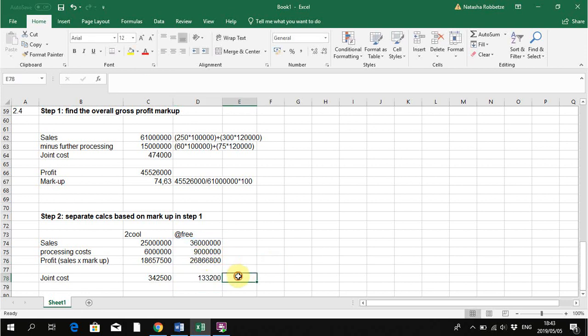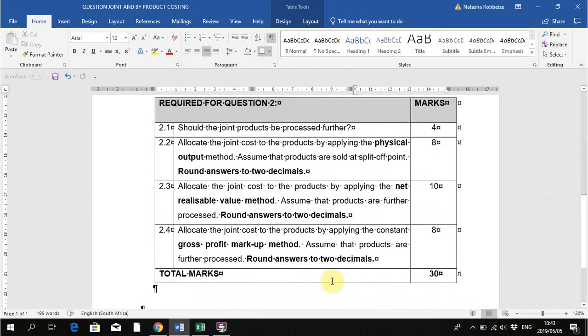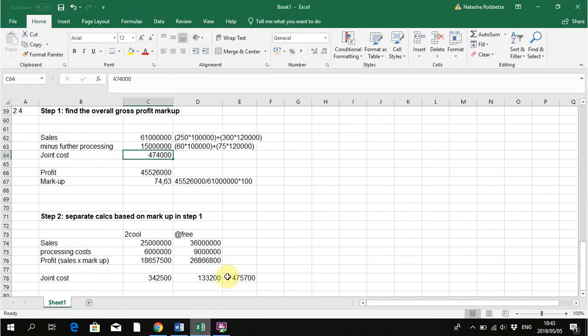And there we go. If you add these two up, just please note, they slightly differ. I have had questions about this. If you are in a situation where the markup is rounded, then the joint cost will add up to a total that is slightly over your joint cost, but it is marked as such, of course, because the instruction is to round to 2 decimals. Right, so there's your joint cost calculation then.